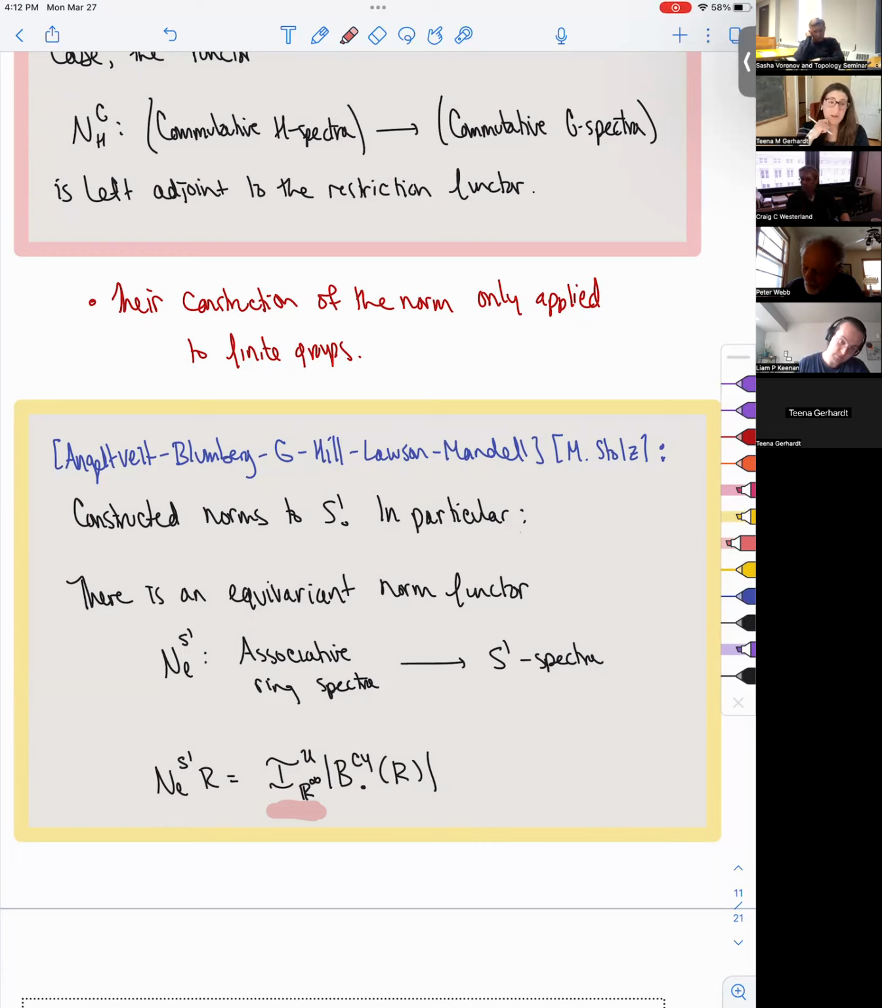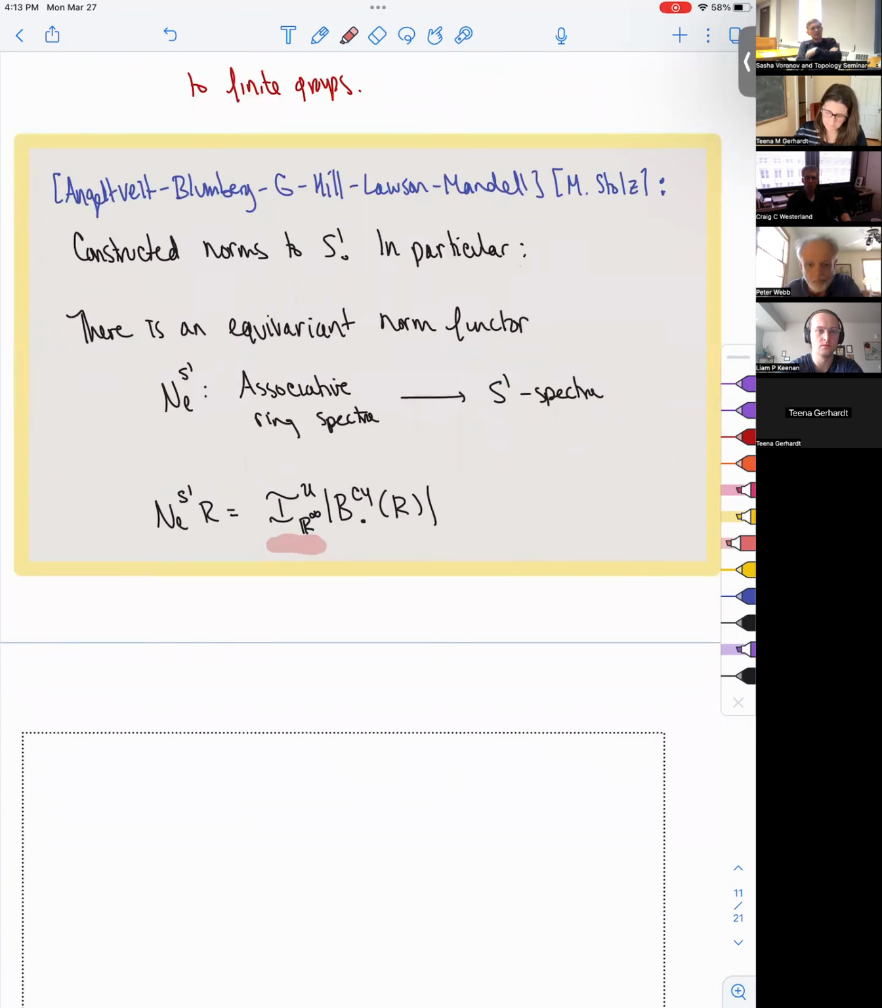Let me mention that there is some very recent work of Andrew Blumberg, Mike Hill, and Mike Mandel, where they are working on a more general theory of norms for compact Lie groups. And so one of the checks that they do for their new theory of norms for non-finite groups is they show that their new definition, which uses equivariant factorization homology, agrees with this definition that we have for S1 in that case. So there is this more general theory that they're working on right now.